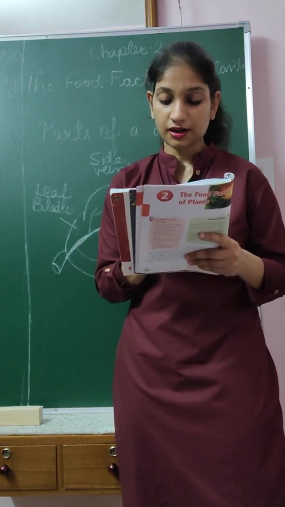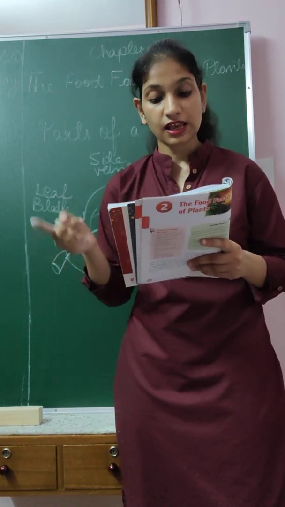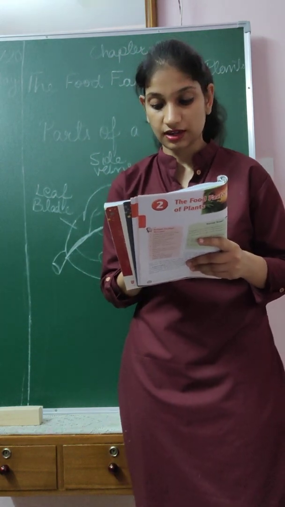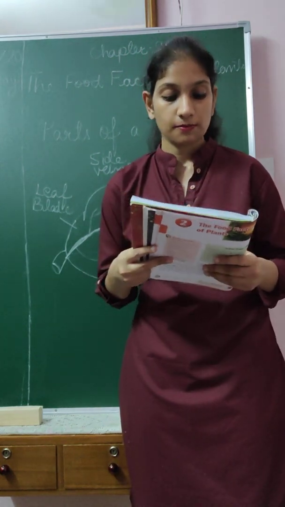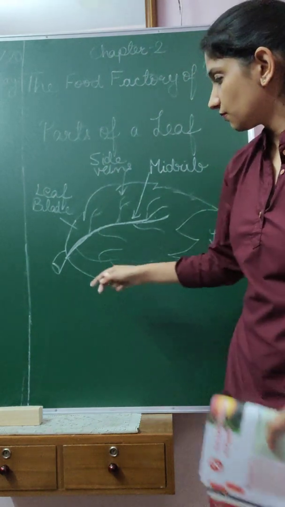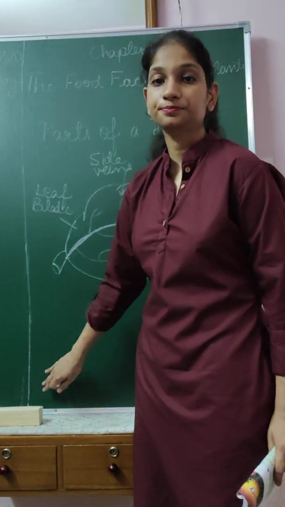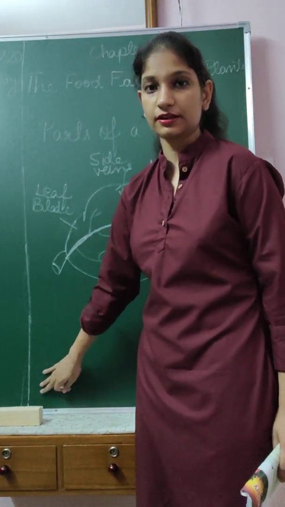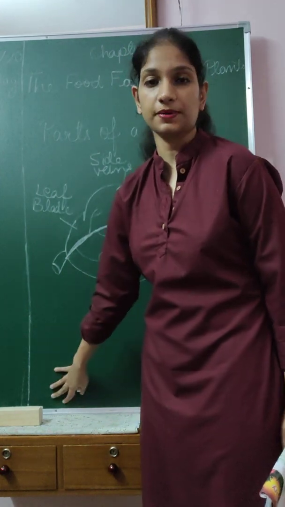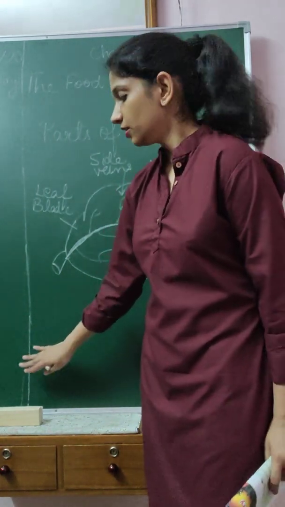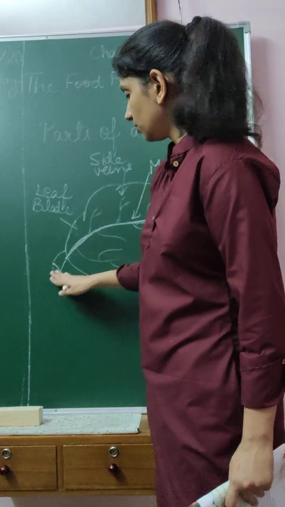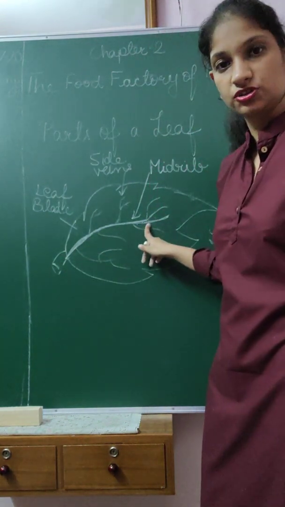These veins help in transporting water, minerals and food to all parts of the leaf and to other parts of the plant. So what happens? The water is absorbed from the roots, right? We put water in the roots of the plant. हम पानी कहाँ डालते हैं? Roots में. तो roots से पानी absorb होके veins के through leaf में पहुँचता है.